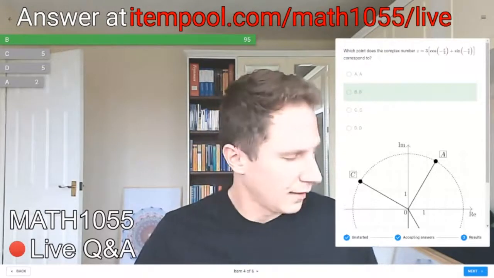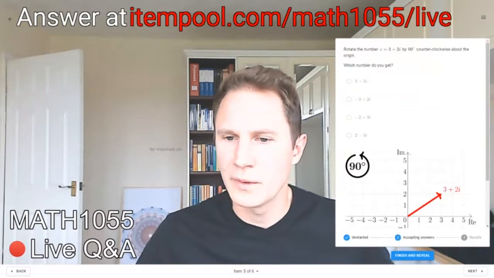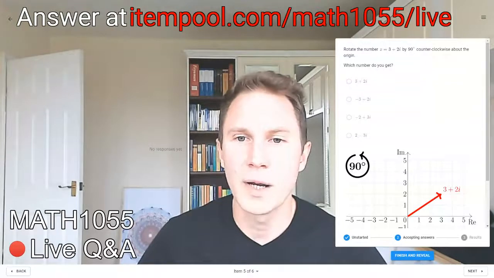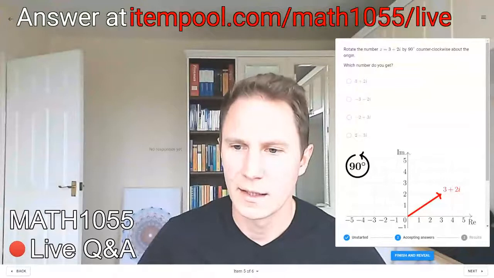Let me go back to these problems, and if there are no questions, yes, we can move on to the next one. So the next problem is asking you, so I'll begin accepting the answers. Let me just read the problem statement. It is asking you to rotate the number Z equals 3 plus 2I by 90 degrees counterclockwise about the origin.